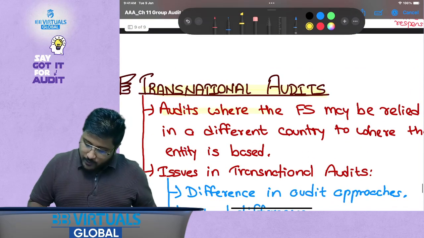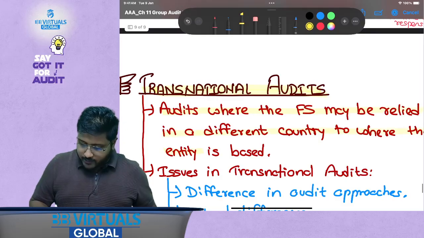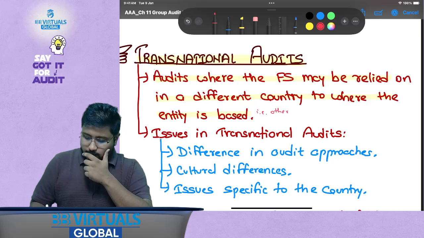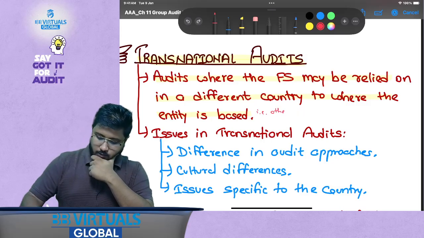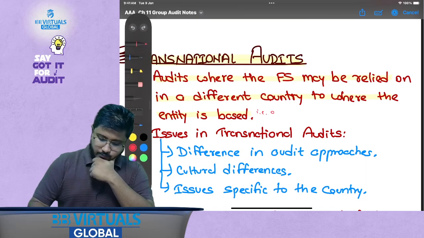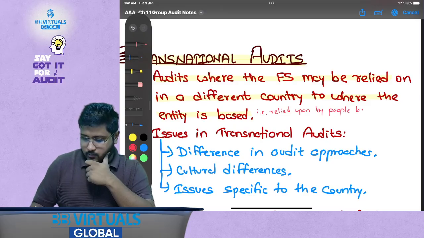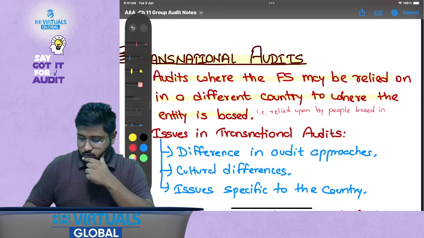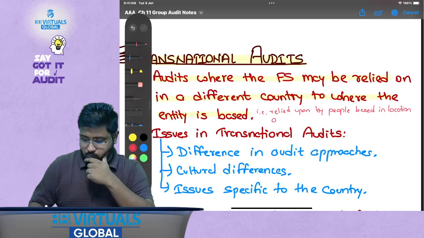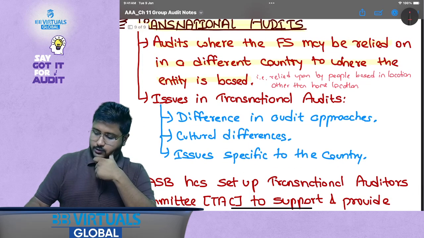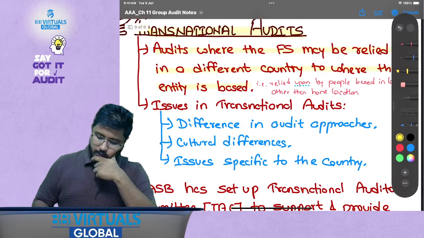So audits where the FS may be relied upon in a different country to where the entity is based, or let me write it in full, that is relied upon by people based in a location other than the home location, okay. So this is generally country, not the state, a different country.